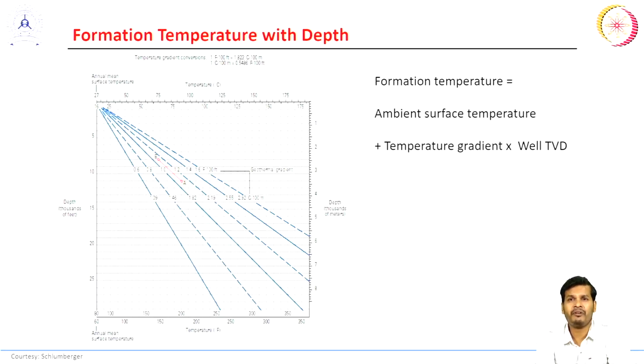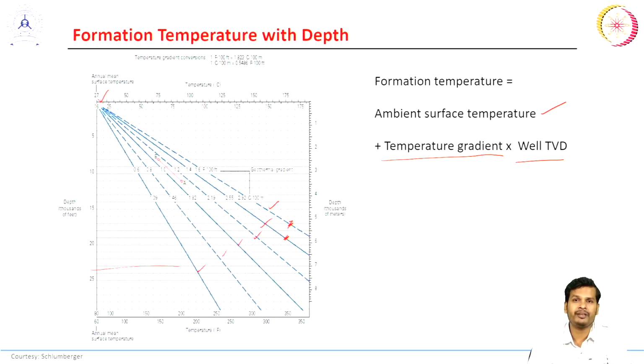Formation temperature is nothing but the surface temperature plus the temperature gradient, that is, how the temperature is changing with respect to depth, multiplied by the true vertical depth. So by knowing the temperature gradient or geothermal gradient and the surface temperature, we can calculate the formation temperature. Or you can also use a chart. It's not a cross plot, it's a curve from Schlumberger where, depending upon the surface temperature, you can pick a surface temperature, pick your geothermal gradient curve, and go to the depth to calculate the temperature. This way this chart can be used.